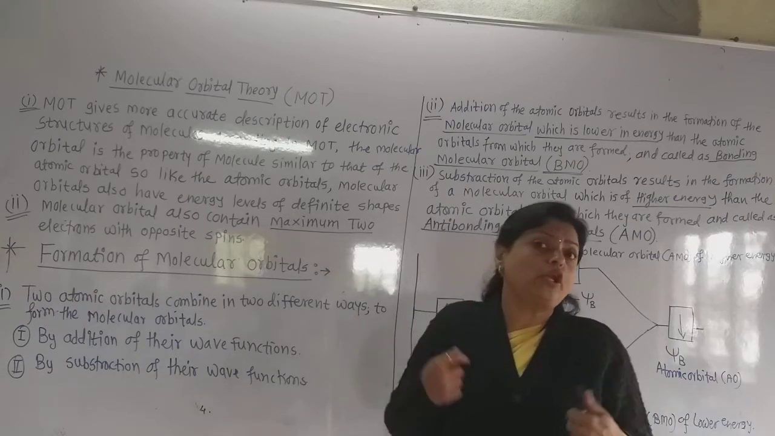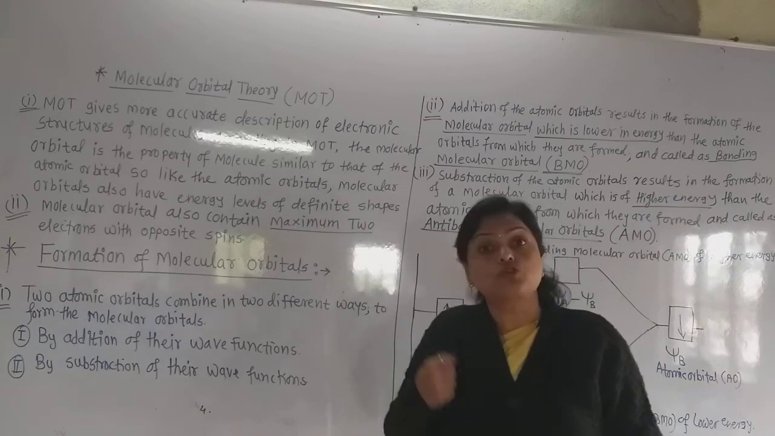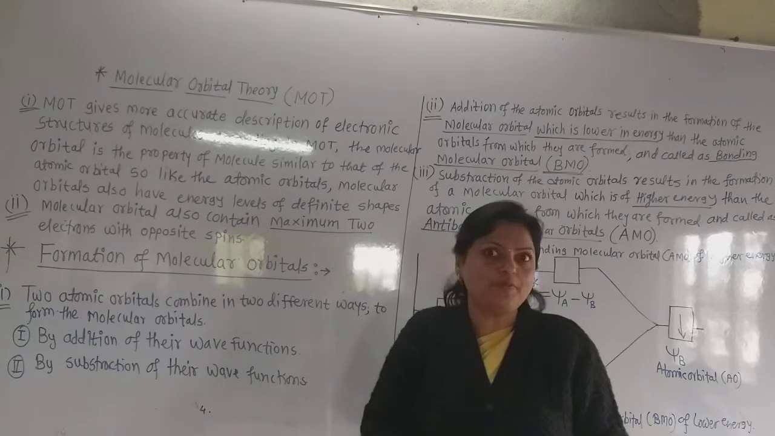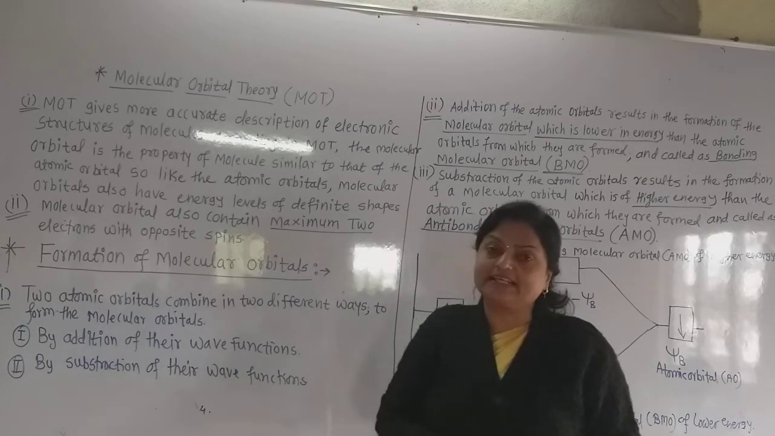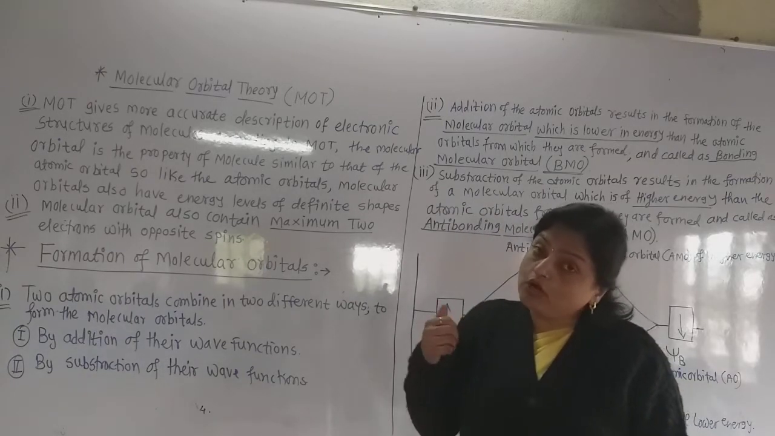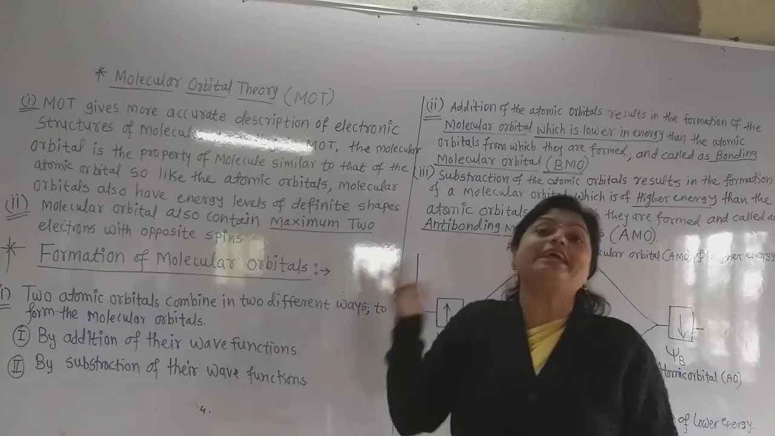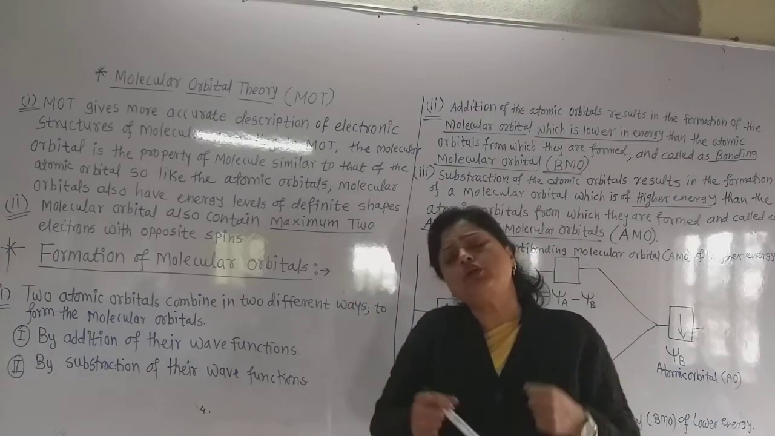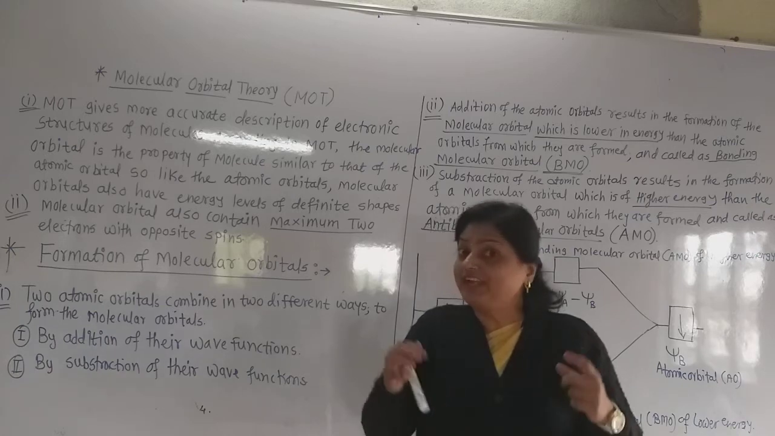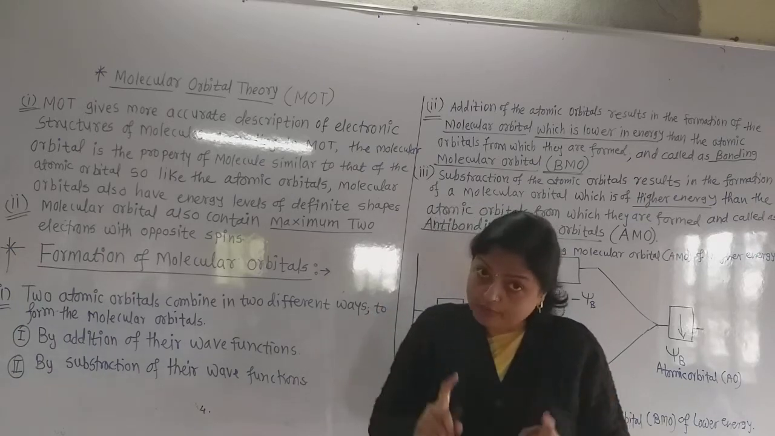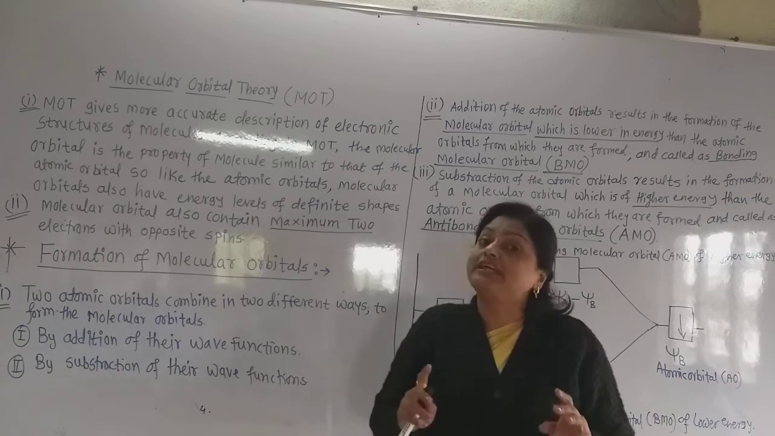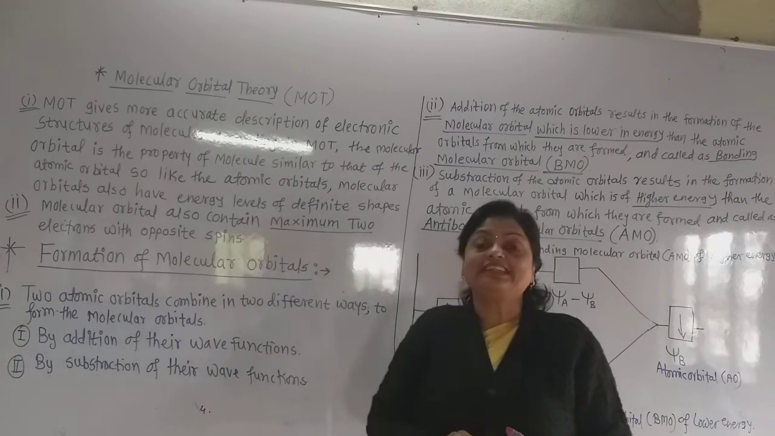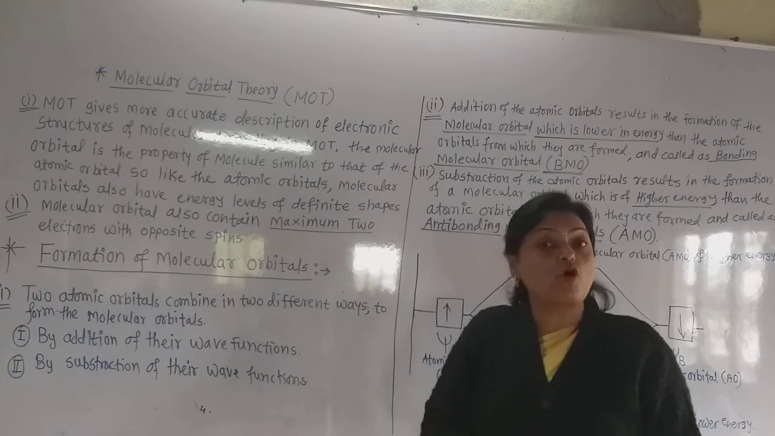Now, what are the names of the orbitals? 1s, 2s, 3s, 2p and so on are atomic orbitals. But in molecules, there are different names for the molecular orbitals. How are the molecular orbitals formed? When two atomic orbitals of different atoms combine linearly, molecular orbitals are formed.